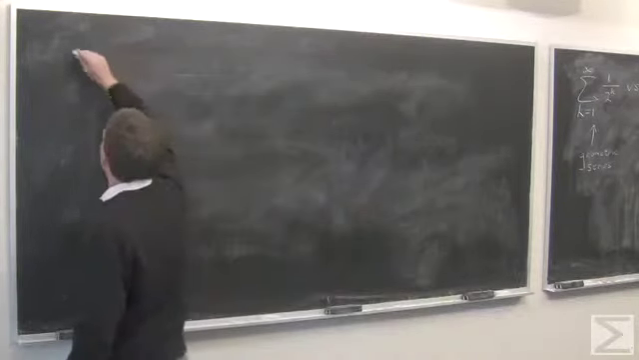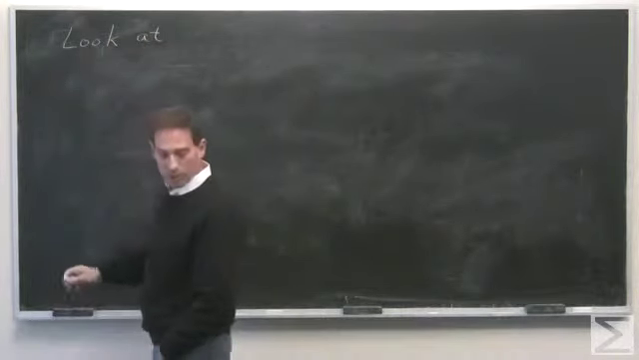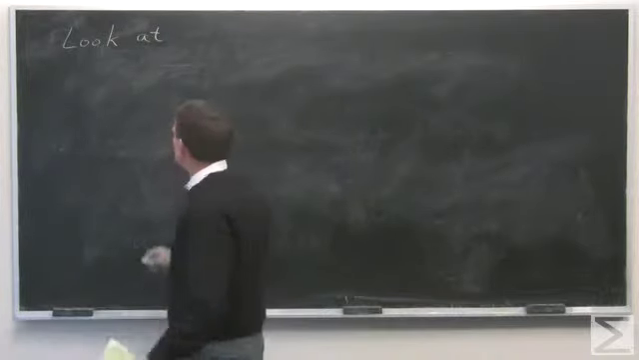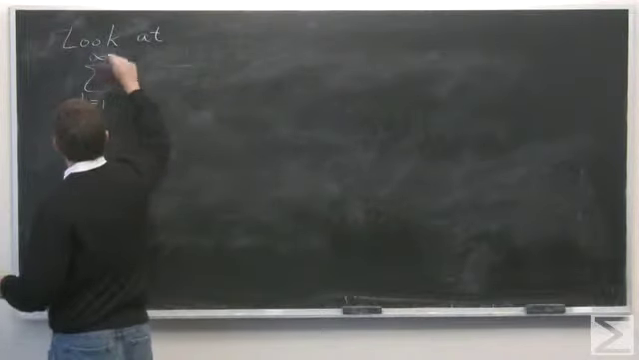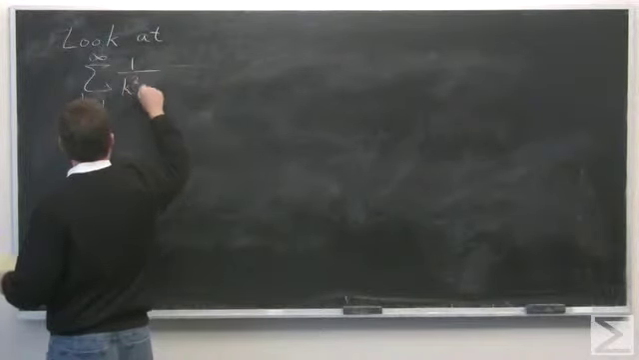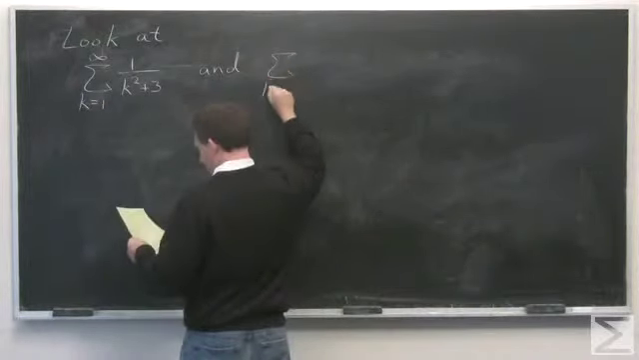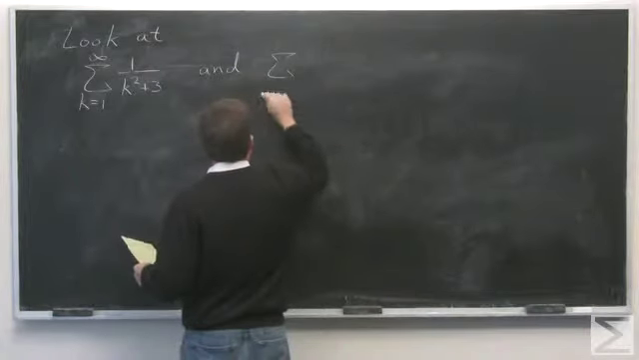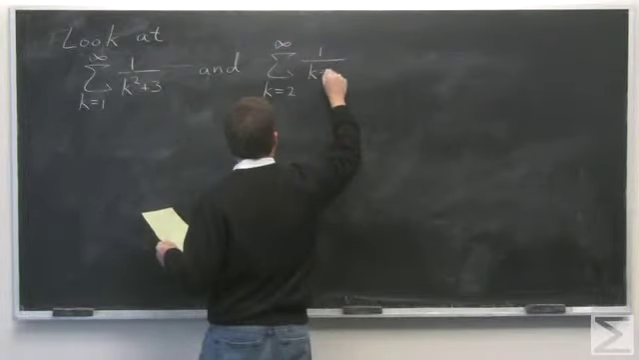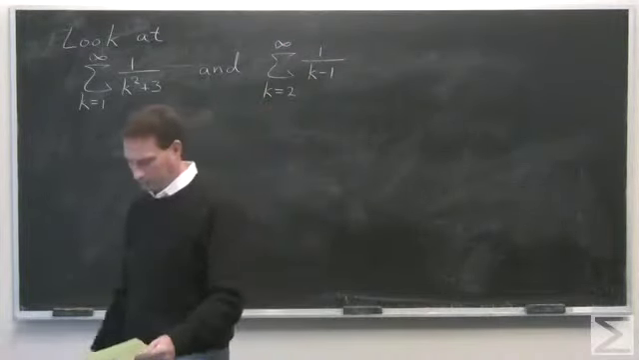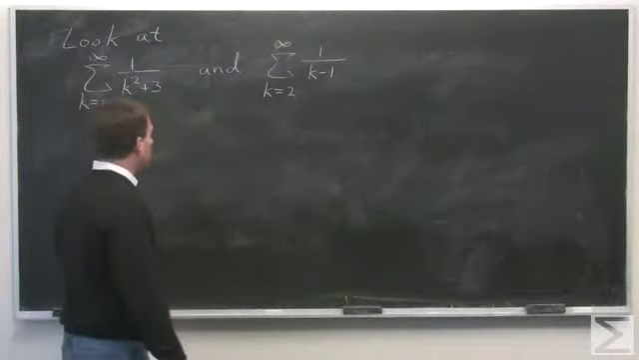So let's look at, there were 2 examples that I really wanted. One's from the book. Let's look at the sum as k goes from 1 to infinity of 1 over k squared plus 3. And the sum as k goes from 2 to infinity of 1 over k minus 1. All right, suppose you look at these.